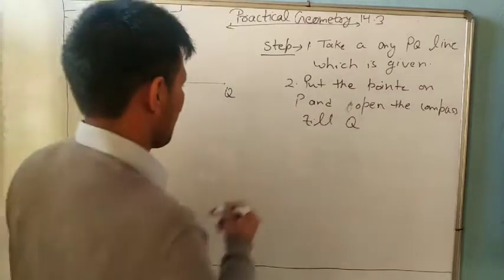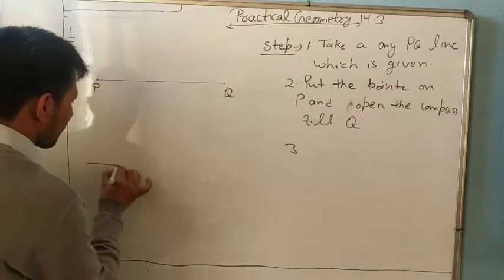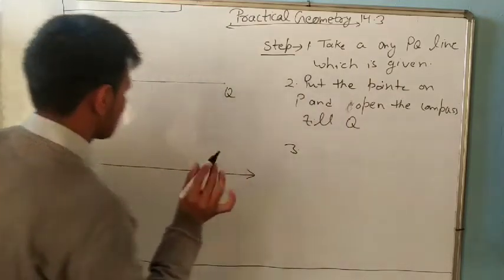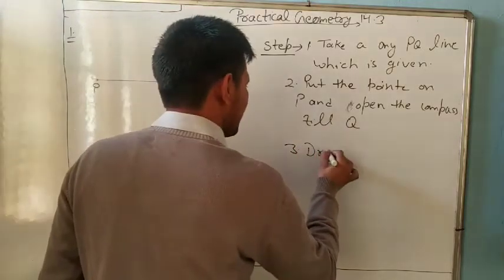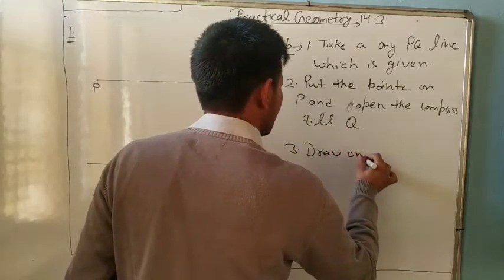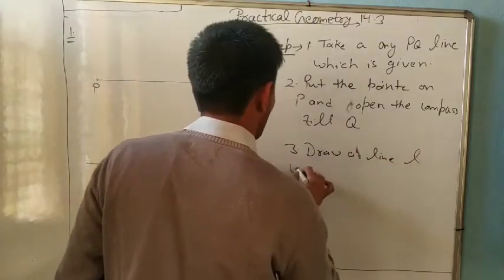Now we want to draw one more line. So what we will do? Third step: we will draw any line with a scale. First we can say that it is line L. So write: draw a line L.